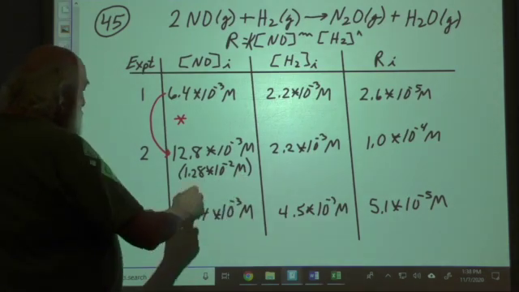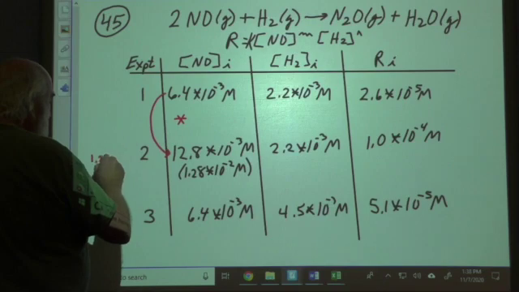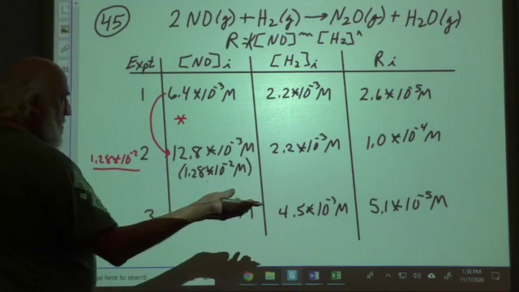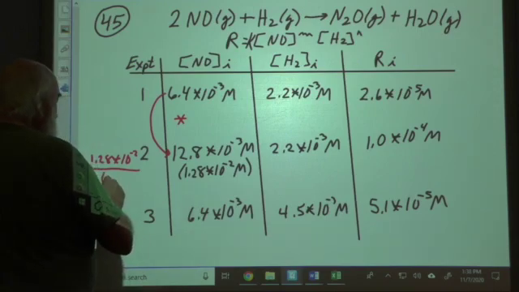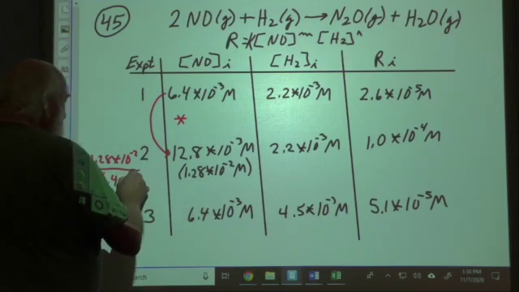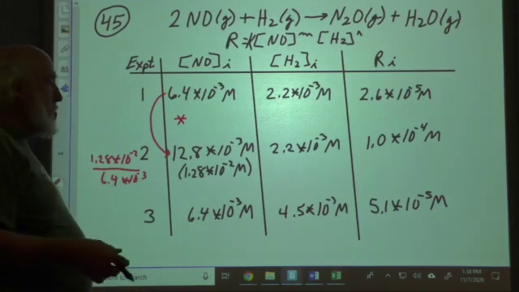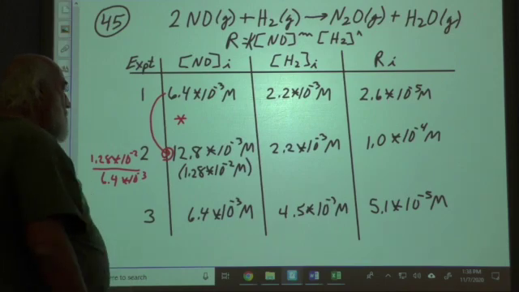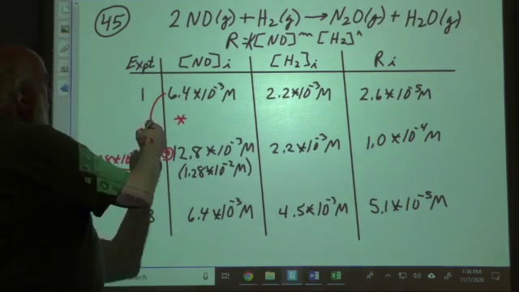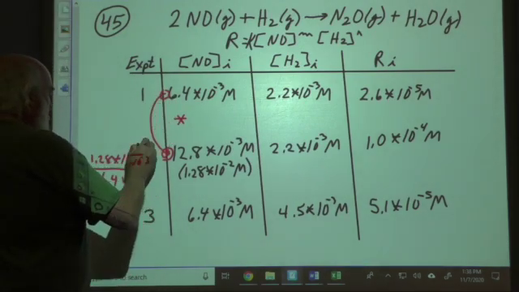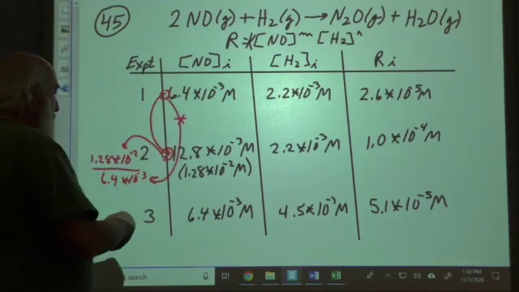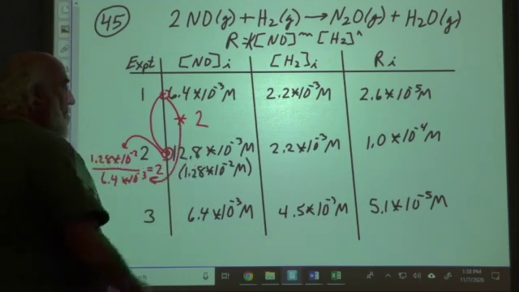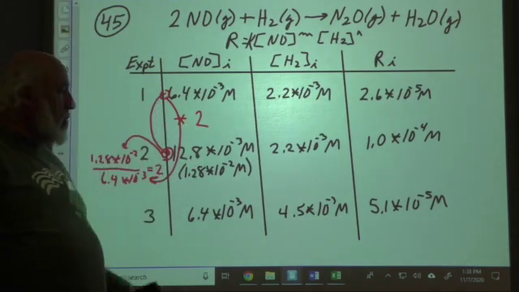but it may not be so obvious when you see it that way. So you should take 1.28 times 10 to the negative 2, in this case 12.8 times 10 to the negative 3, divided by 6.4 times 10 to the negative 3. Either way that you do this, remember, it's the end of the arrow on top and the beginning of the arrow on bottom. When we divide this out, and yes indeed, this is 2. So you see that the concentration doubles.